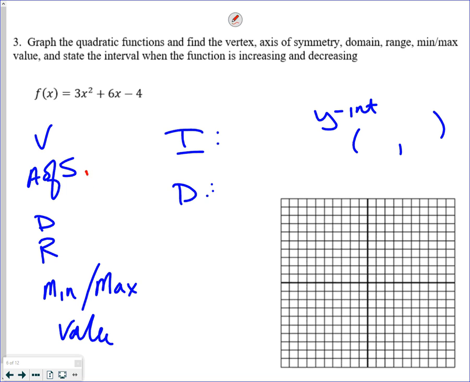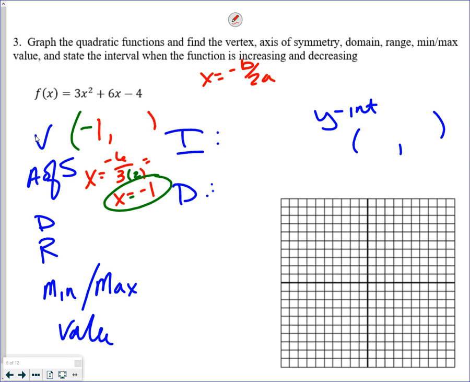Axis of symmetry is a formula. It's x equals -b over 2a, so -6 divided by 3 times 2, or 2 times 3, sorry. I get x to equal -1. Again, your vertex then, -1. I'm going to plug -1 back in. So -1 squared times 3 plus 6 times -1 minus 4, I get -7.